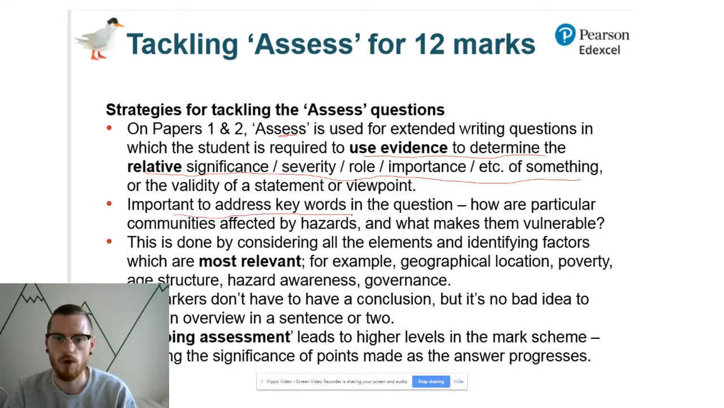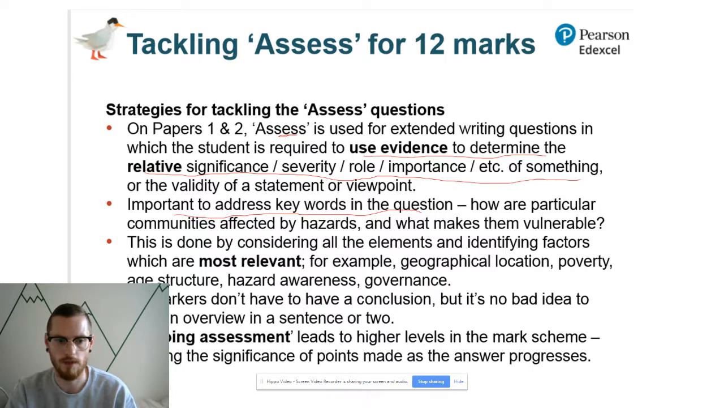Important to address the key words in the exam question. Again, use my structure, okay, of highlight the command word, highlight the key factor, highlight the key geographical phrase, okay?